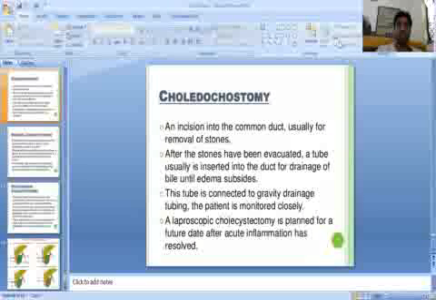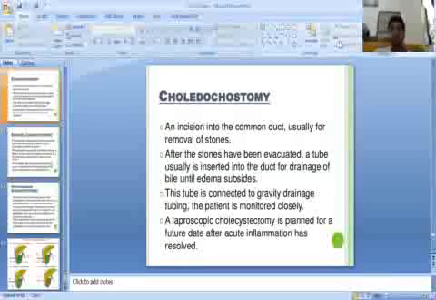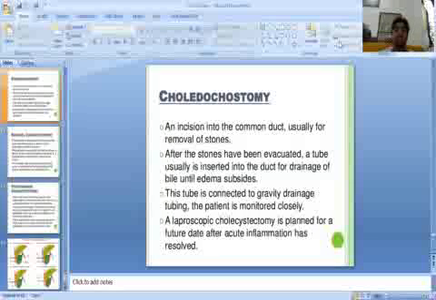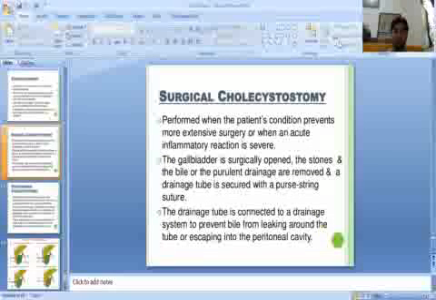Choledochostomy. An incision into the common duct, usually for removal of stones. After the stones have been evacuated, a tube usually is inserted into the duct for drainage of bile until edema subsides. This tube is connected to gravity drainage tubing. The patient is monitored closely. A laparoscopic cholecystectomy is planned for a future date after acute inflammation is resolved.